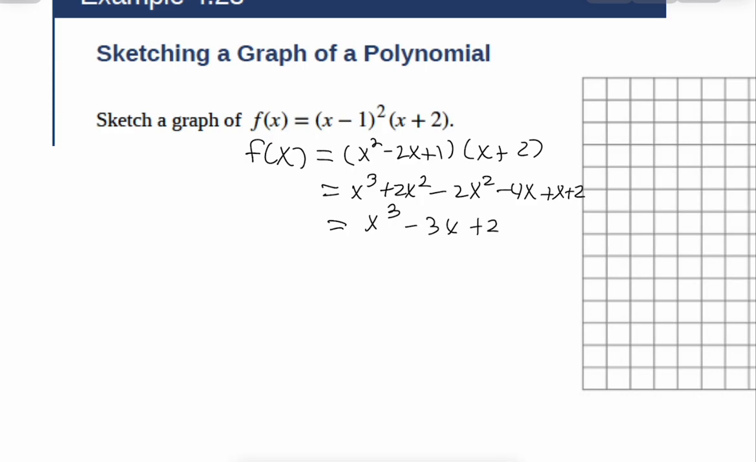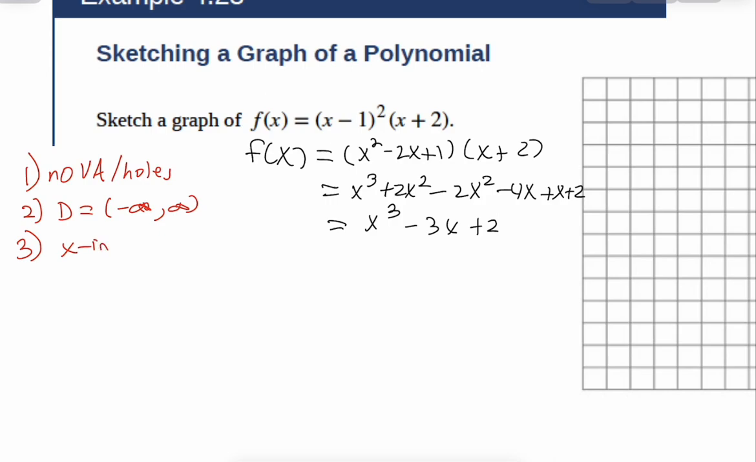Okay. So now that we have that, let's go down our list. A polynomial, by looking at this, we should automatically know that there are no vertical asymptotes or holes, because the domain of a polynomial is all real numbers. So this graph has no discontinuities. There are no holes in the graph. We should be able to draw the graph without lifting our pencil off of the page.